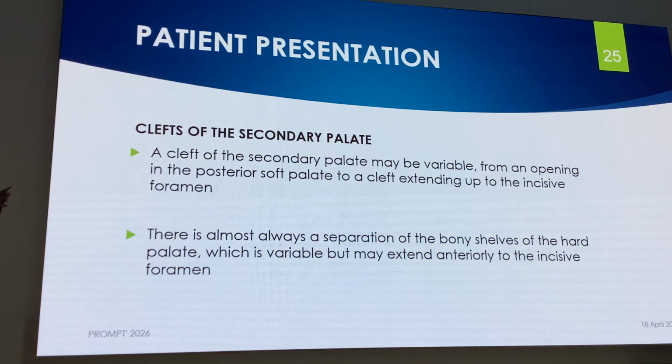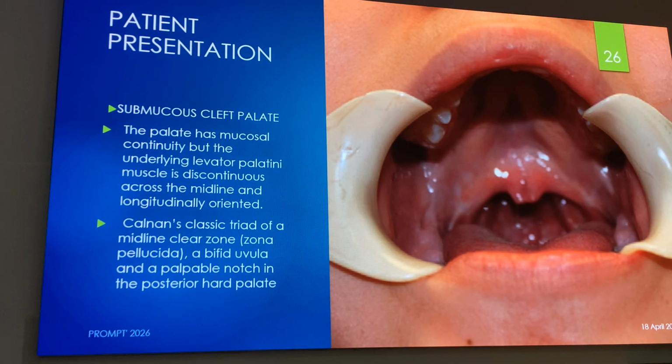A cleft of the secondary palate may be variable, from an opening in the posterior soft palate, that is the uvula, or just behind the uvula, to a cleft extending to the incisive foramen. There is almost always a separation of the bony shelves of the hard palate, which is variable but may extend anteriorly to the incisive foramen. Even if you have a soft palate cleft, you might find a small nodule in the posterior corner of the hard palate. That's what that means. Again, there is another category of patients called submucous cleft.